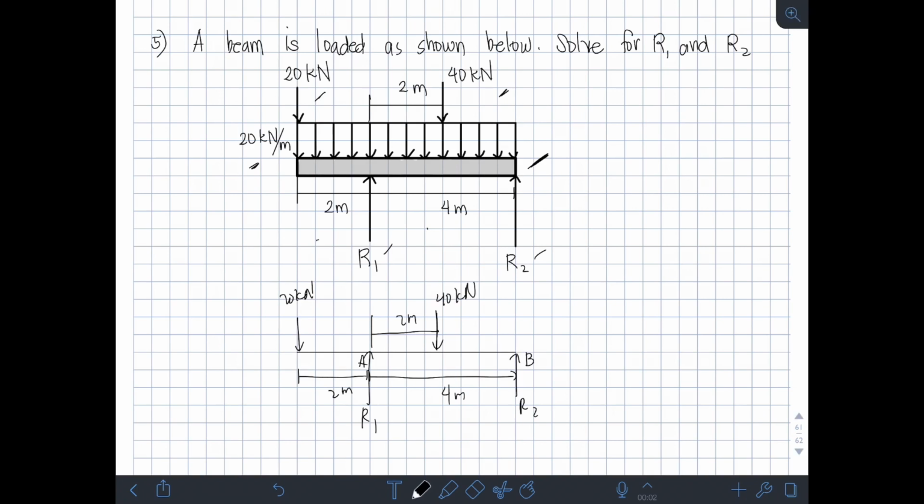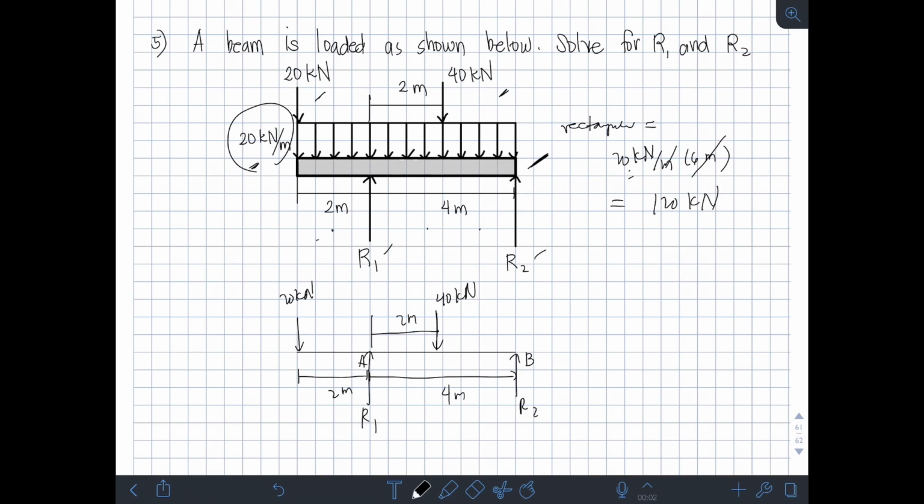And then, itong distributed load, kailangan nating i-convert into a single concentrated load. So, kapag meron tayong rectangular distributed load, i-multiply lang natin yung kanyang value na 20 kN per meter sa length nitong kabuang beam, which is 2 meter plus 4 meter is 6, right? 6 meter. So, ilan yan? 20 kN per meter times 6 meter is cancel yung meter. So, 20 times 6 is 120 kN.